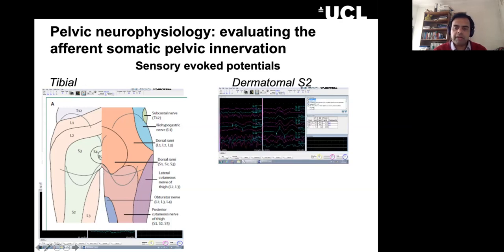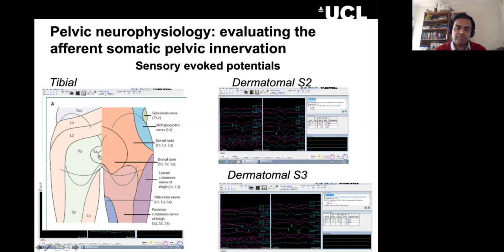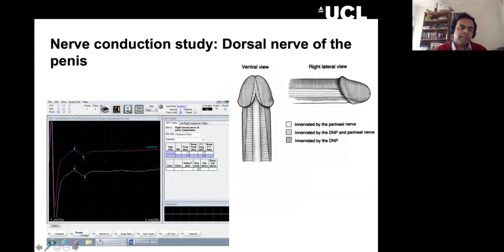Once again, as you can make out, a similar waveform and a similar latency as your pudendal SEP. This is following electrical stimulation of the S2 dermatome. This figure is actually recorded from the cortex following stimulation of the S3 dermatome, and we adopt a similar operating procedure as we do for the pudendal sensory evoked potential recordings.